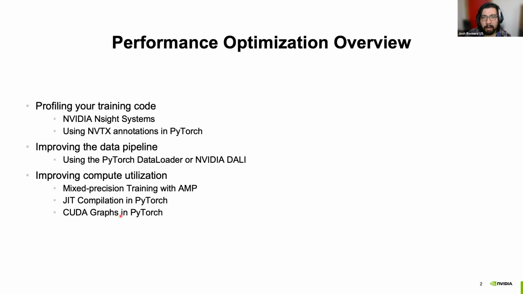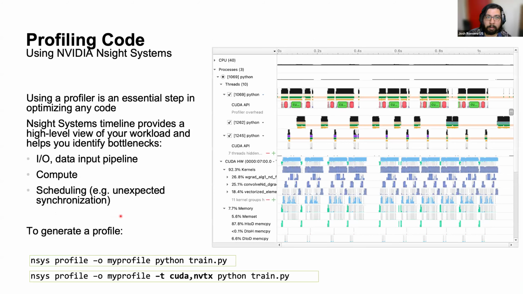The middle section of the talk will be focusing on data pipeline optimizations. Obviously with deep learning, most training jobs rely on loading data, reading data, training on data. So making sure that your data pipeline is able to keep up with your GPU compute is very important. And then finally, I will be talking about other ways to improve compute utilization once your data pipeline is working well. So things like mixed precision training, JIT compilation, and CUDA graphs.